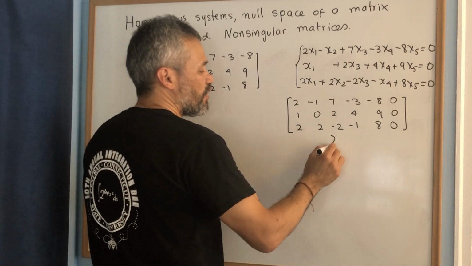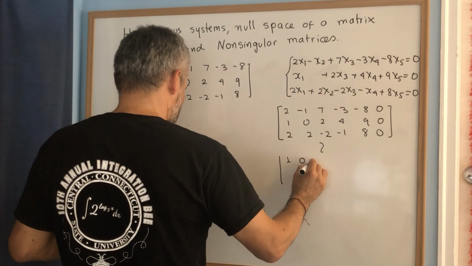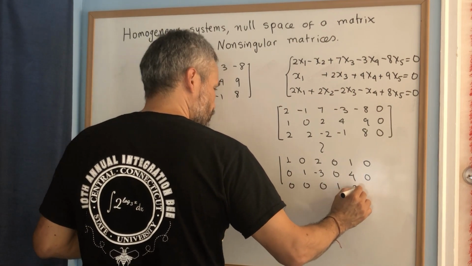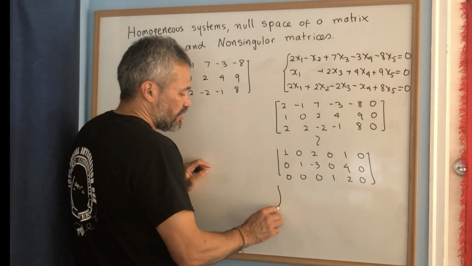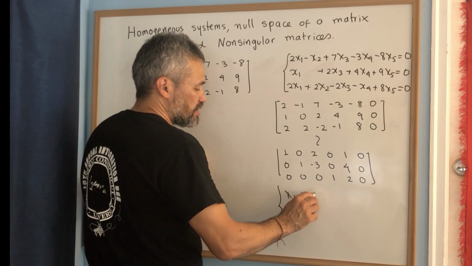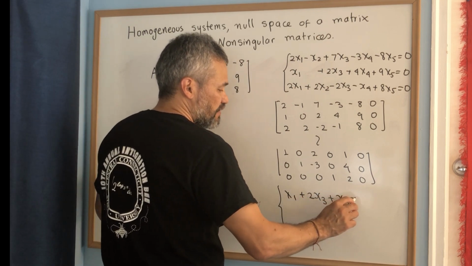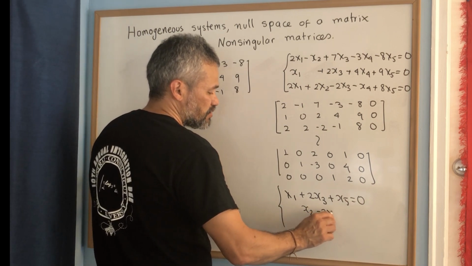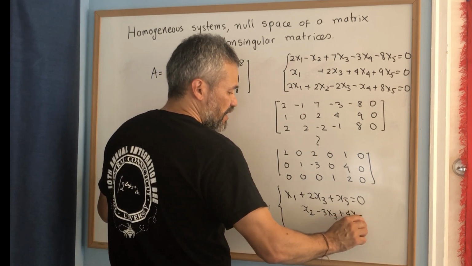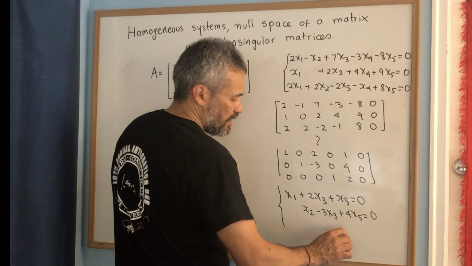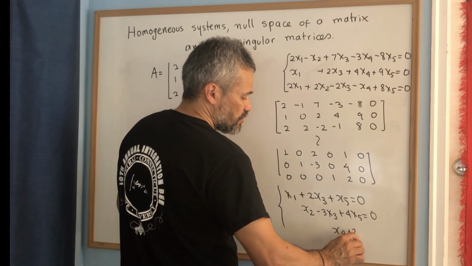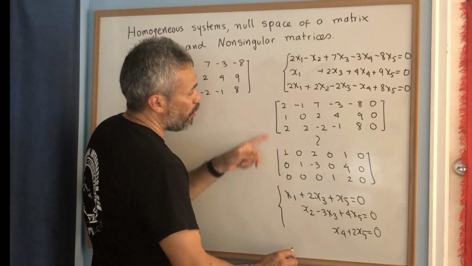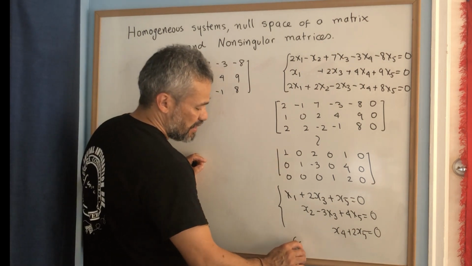Which is row equivalent to the matrix, and therefore this system is equivalent to the system x1 plus 2x3 plus x5 equals 0, and then x2 minus 3x3 plus 4x5 equals 0, and then here we have x4 plus 2x5 equals 0, which, since this system comes from the row reduced echelon form of this matrix, this is a good system.